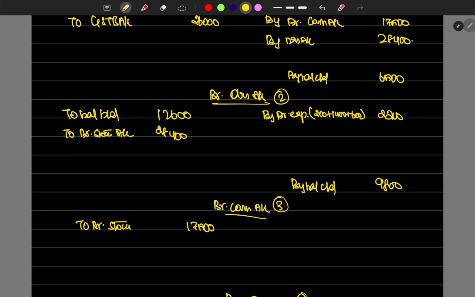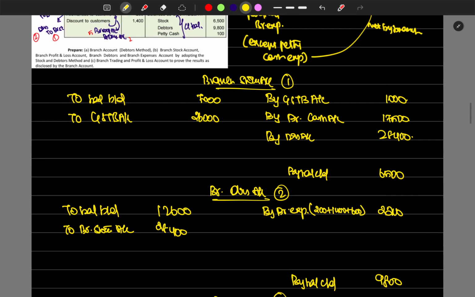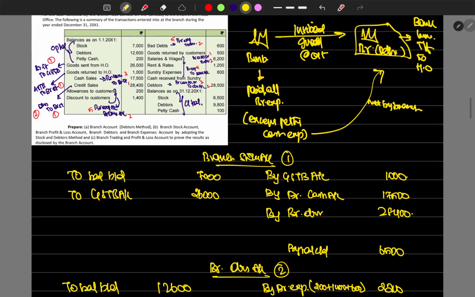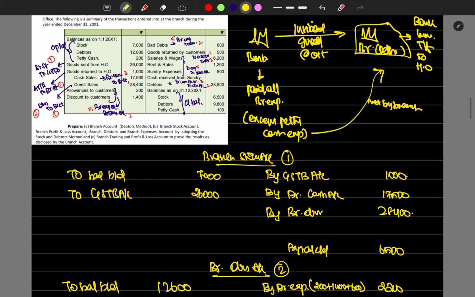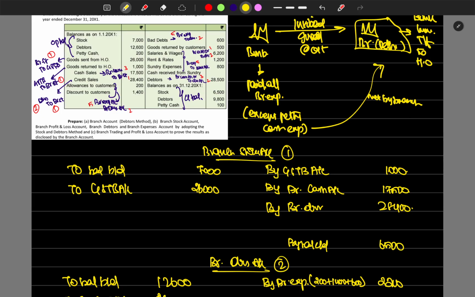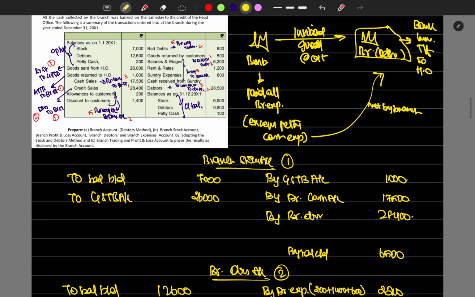Because we are preparing in the head office books, if we simply term it as debtors, it will increase and inflate the debtor balance of head office. But this is branch debtors, so we have to clearly term the debtors as branch debtors. Okay, so this is very important. And then goods returned by customers. Goods returned by customers is sales return, obviously, which means branch stock will increase.